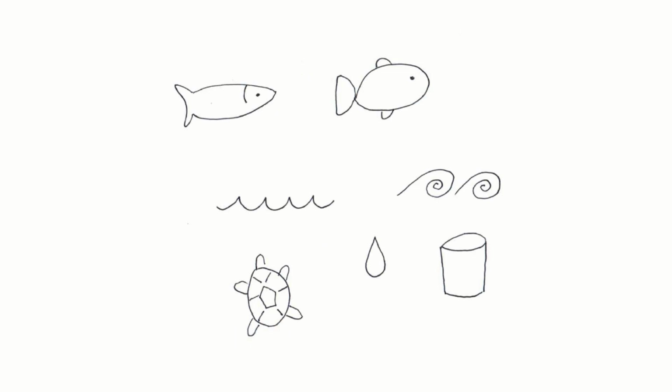Now, the ocean is, I suppose, easier to represent. You can draw fishes in different ways. Waves, they can show like this. The turtle, as simple as this one.